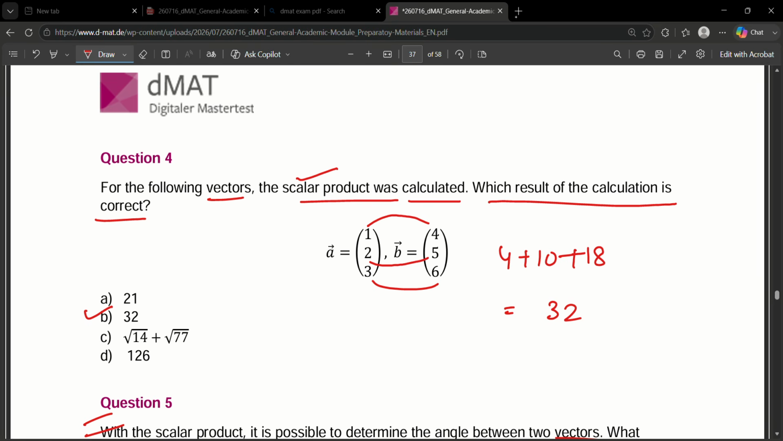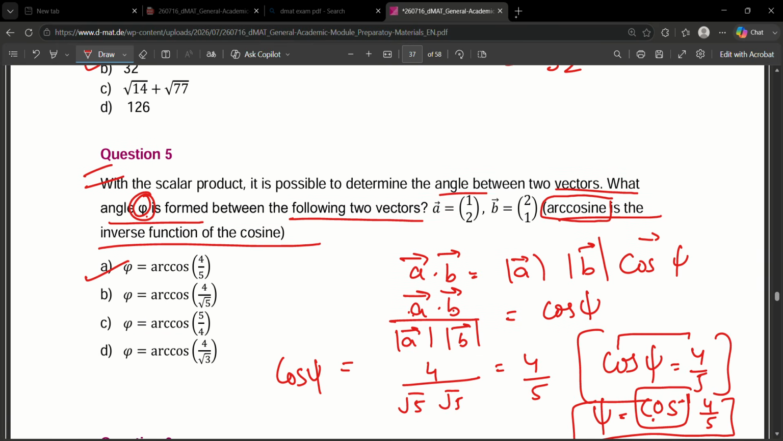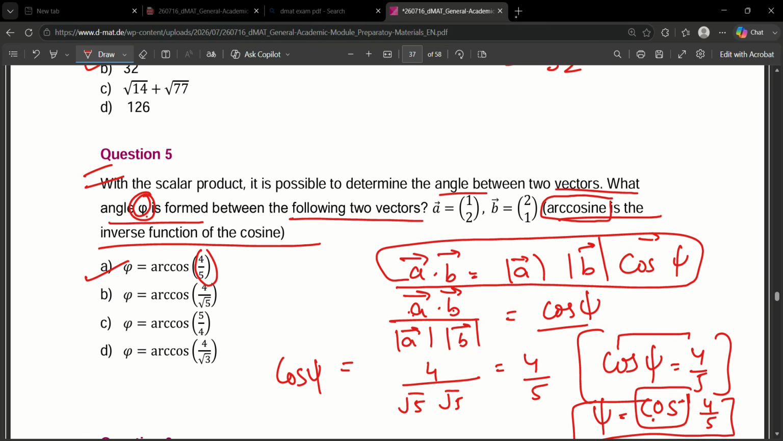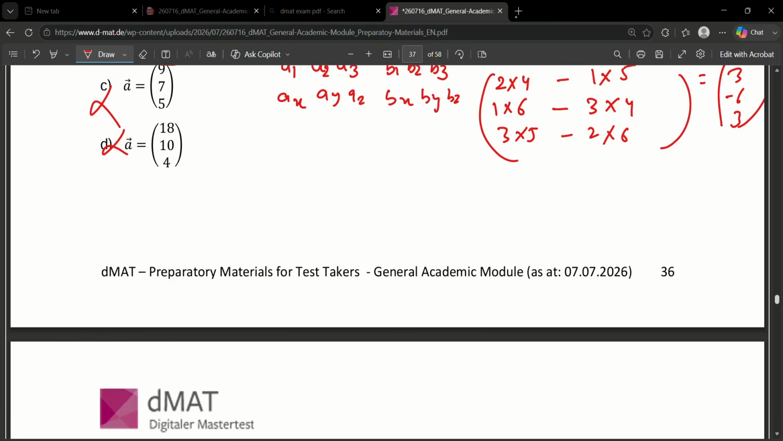You have to find the scalar product, which you can easily do in your mind. You multiply this with this, this with this, and this with this, and add all of these. The answer would be 32. And with the scalar product, it is possible to determine the angle. The angle formula is already given in the formula table. You just have to take it as it is, and then you know that the answer is 4 by 5. With this cos, whatever the sign is, phi, you take the cos to the right hand side, and it is represented by arc cosine, that is, the inverse.